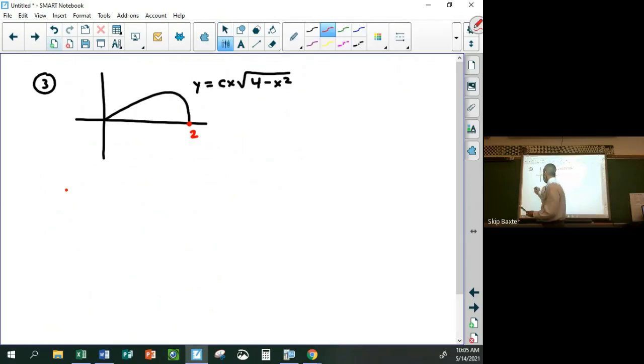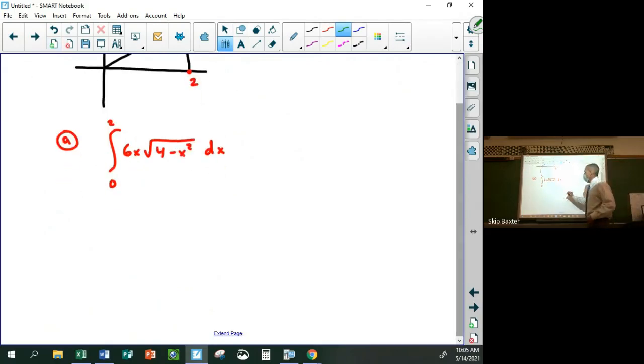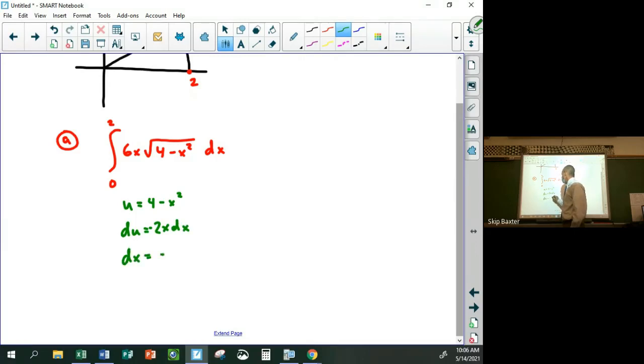Right? Okay, so part A says find the area if c is 6. So that's just the integral from 0 to 2 of 6x radical 4 minus x squared dx. And this is not a calculator question, so how do you do that? Yeah, this is a straight up u substitution. u is 4 minus x squared. du is negative 2x dx. So dx is negative du over 2x.